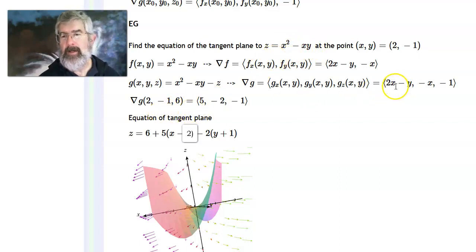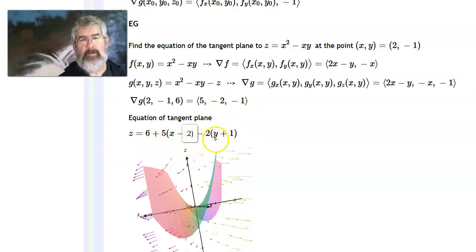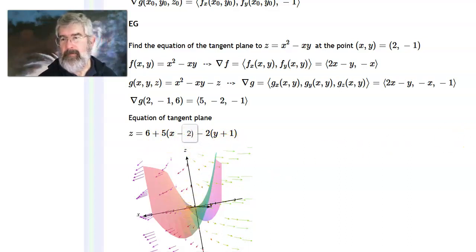You plug them in here and you get 2 and negative 1, so I get a 5 right there, negative 2, and then negative 1. So the gradient of g is 5, negative 2, negative 1. And the tangent plane is the z component plus 5 times x minus 1 minus 2 times y plus 1. And there is the surface.